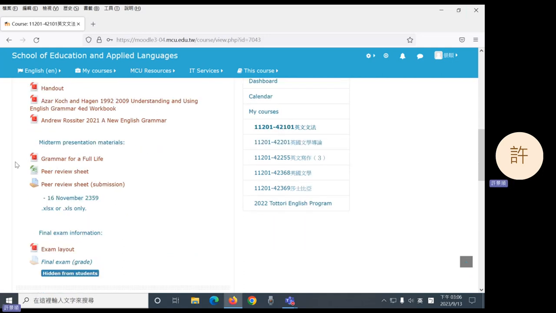Okay, midterm presentation. So these are the weekly group oral presentation materials. So I found a cool book called Grammar for a Full Life. And the author talks about how grammar is not just about using language, it also affects how we think. And so if you use a more positive and open grammar, maybe your own life will become more positive and open. Maybe.